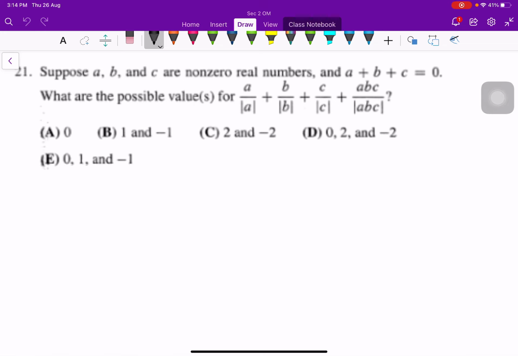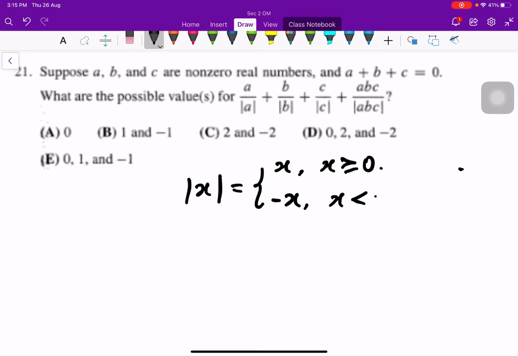Let's look at question number 21. I think I need to explain to you the absolute value. Absolute value has this idea that the absolute value of x is equal to x if your x is more than or equal to 0, and it is equal to minus x when your x is less than 0.